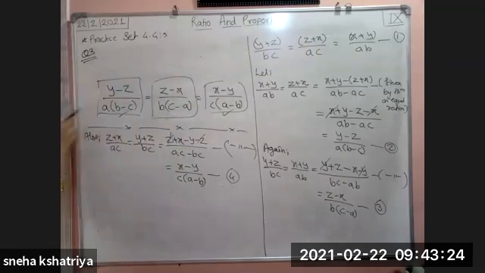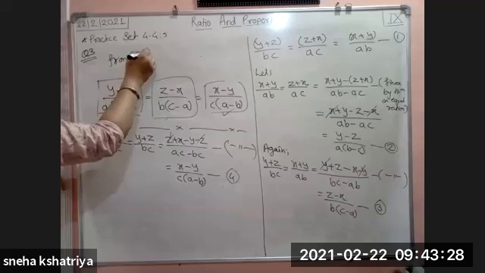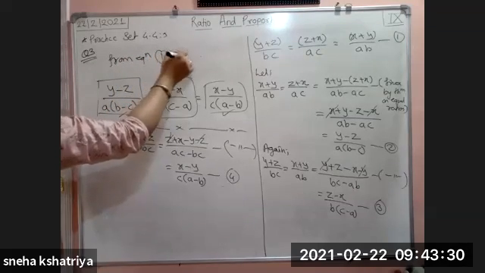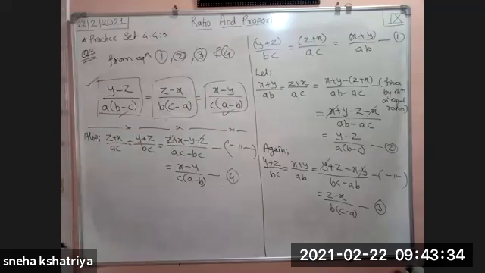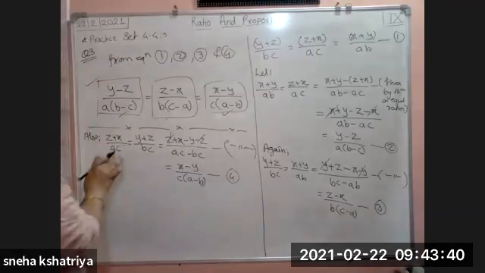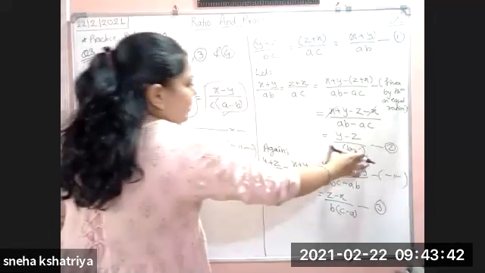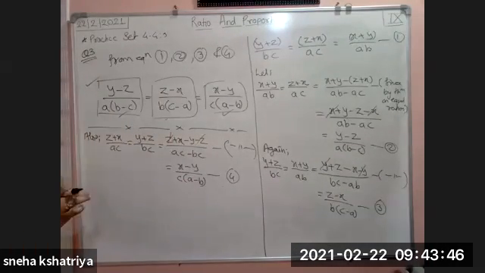By using all the equations from equation 1, 2, 3 and 4, you will get this proof. See here. From equation 1, 2, 3, left hand sides are all same. And what do we get on the right hand side? This is equal to this is equal to this. So this is the answer.